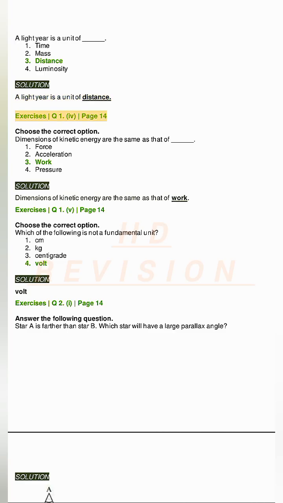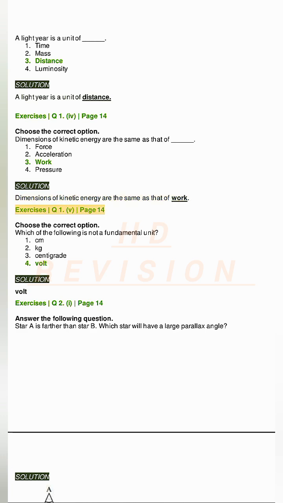Exercises Q1, IV, page 14. Choose the correct option. Dimensions of kinetic energy are the same as that of ____. 1. Force, 2. Acceleration, 3. Work, 4. Pressure. Solution. Dimensions of kinetic energy are the same as that of work.